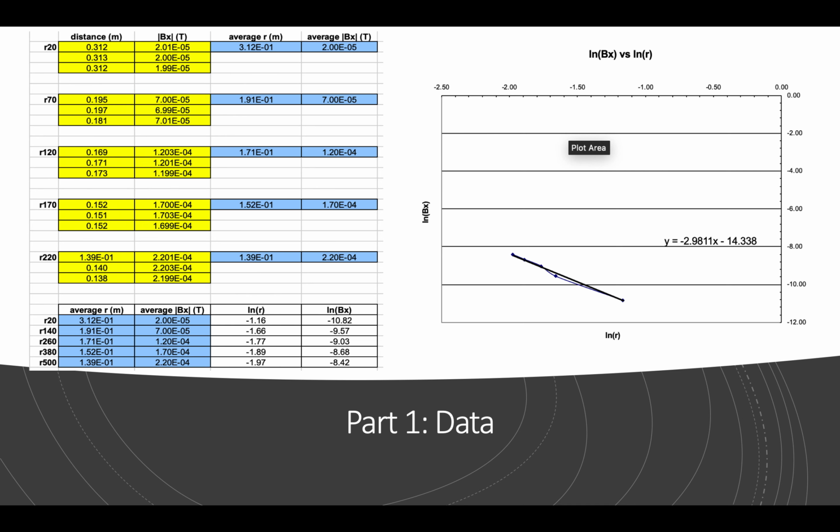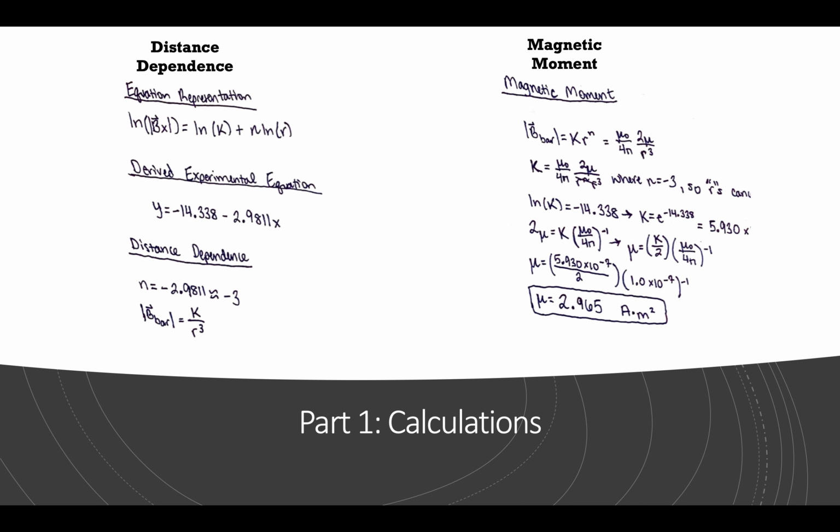The graph to the right is very important, as I will use the linear equation produced to calculate n and mu. Using the equation from the graph, the distance dependence factor n is seen to be equal to the slope, which is approximated to -3. This means that the magnetic field is inversely proportional to the cubic distance.